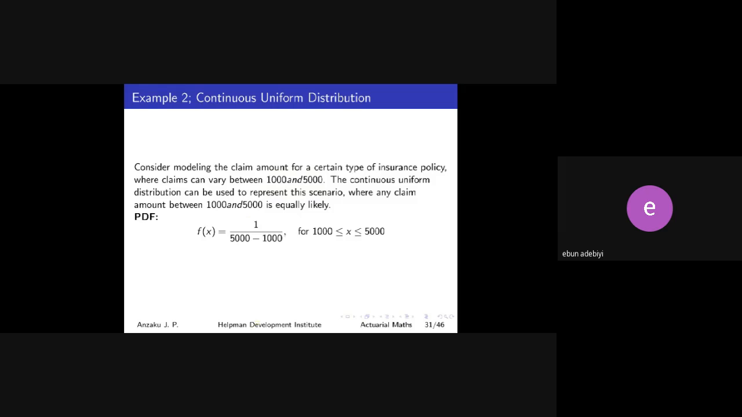So if the claim amount varies between this interval, either from 1,000 to 5,000 or from 5,000 to 1,000, that gives us a continuous uniform distribution. And just like we say, it is the simplest of the continuous probability distributions. So we can just model it this way and we'll get our probability. I believe this is clear. So this will give us 1 over 4,000, which is equal to 0.0004, right? Which will give us the probability for a person to lay a claim that will lie between that particular interval.